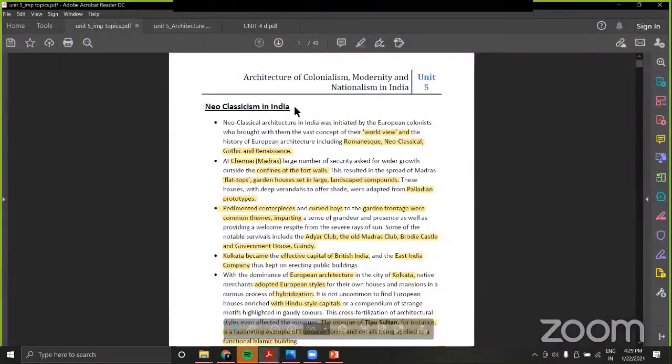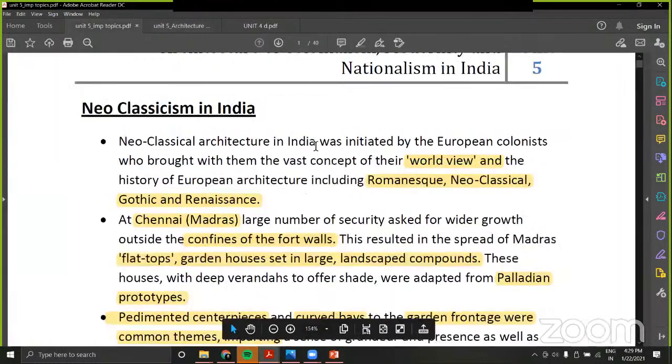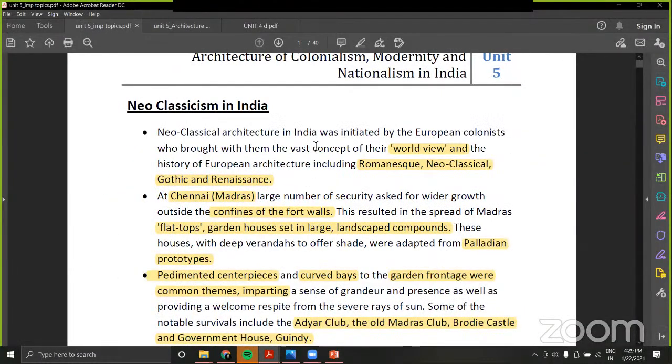Yeah, which is neoclassicism in India. Neoclassical architecture in India was initiated by European colonists who brought with them the vast worldview and history of European architecture, including Romanesque, Neoclassical, Gothic, and Renaissance. So basically, all those four styles were incorporated in our country, at Chennai, Madras.